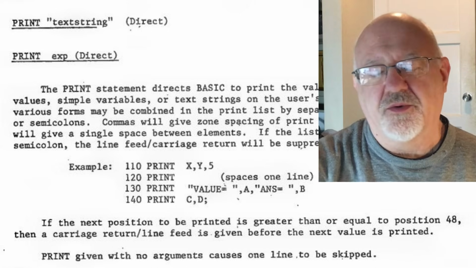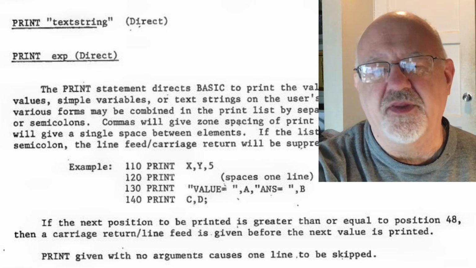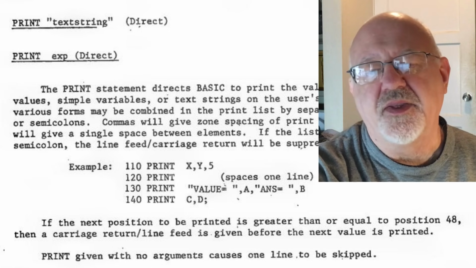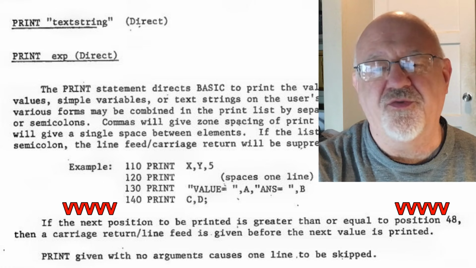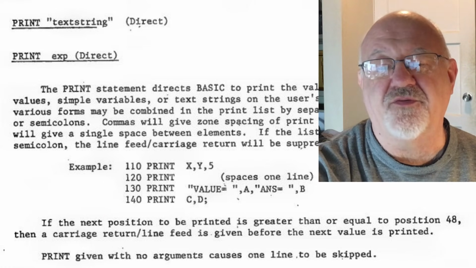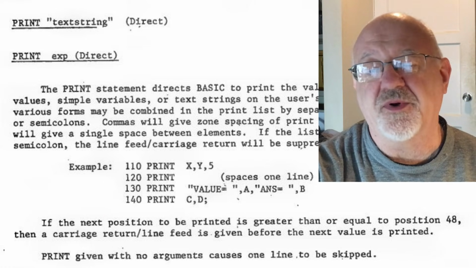Hi, future me here. There's something I forgot to put in the video, so I'm going to wedge it in here at the end. This has to do with the print statement in Southwest Technical's 4K Basic. The way Bob had set it up was that, if you'll read down here at the bottom of this bit from the documentation, if the next position to be printed is greater than or equal to position 48, then a carriage return and line feed is given before the next value is printed.